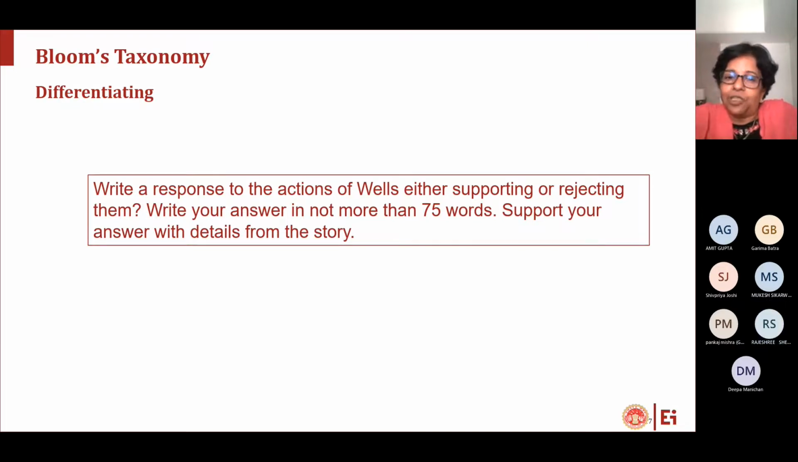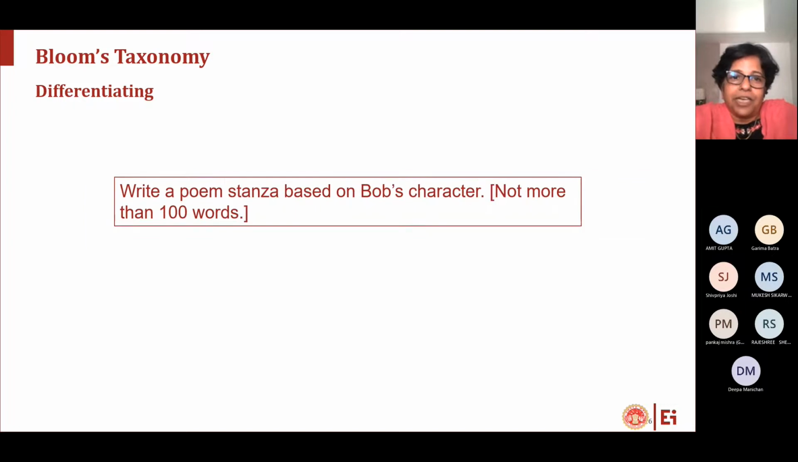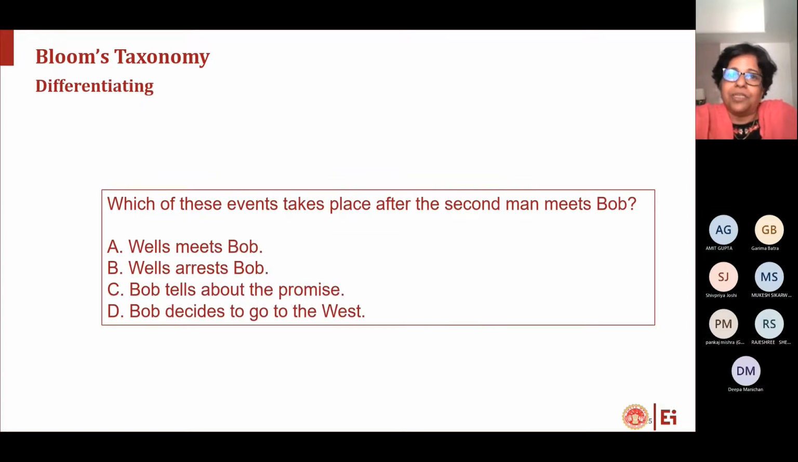So now we have covered all the 6 levels. So this, writing a response, supporting or rejecting, was at the evaluate level. Writing a poem was at create. The moment we say create, it's already at the higher level. This is which of these events takes place after the second man meets Bob.